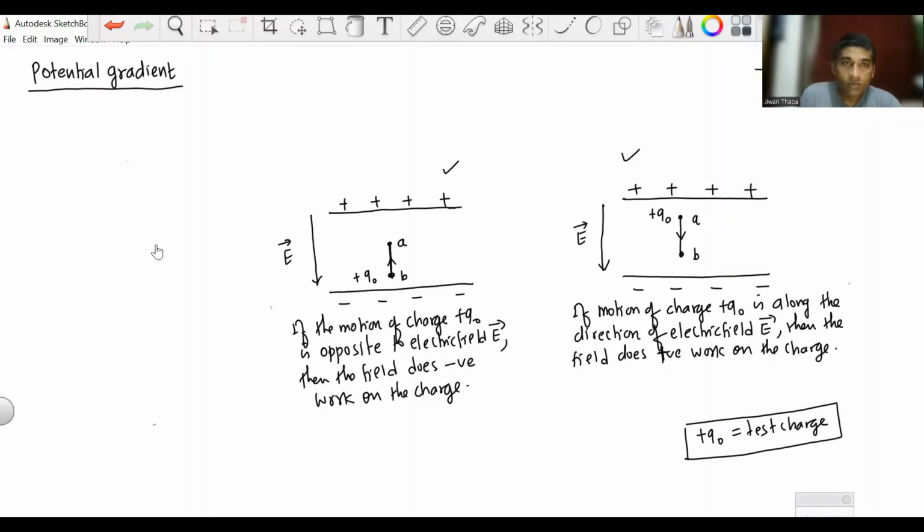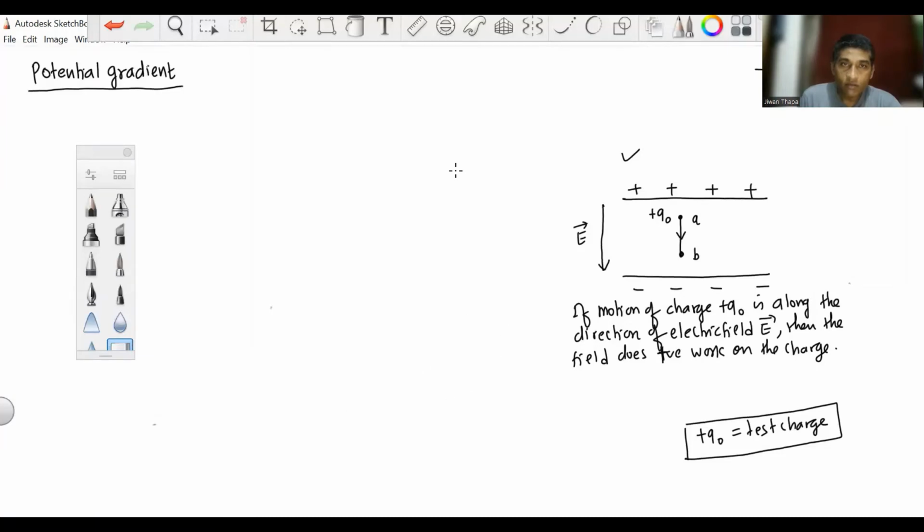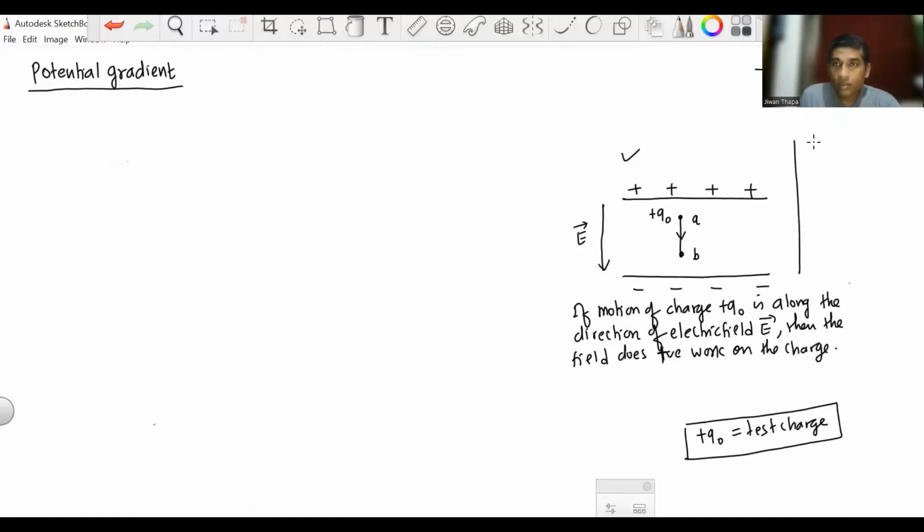Now I'm erasing this. And we know electric field equals force per unit test charge. So we are taking test charge plus Q naught. So therefore we can write electric force equals Q naught times electric field. So this is electric force.